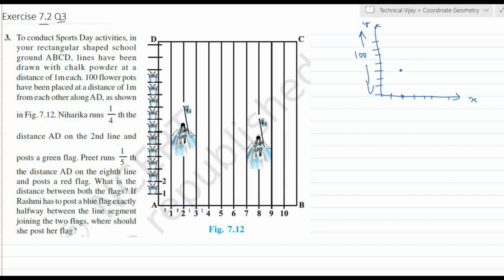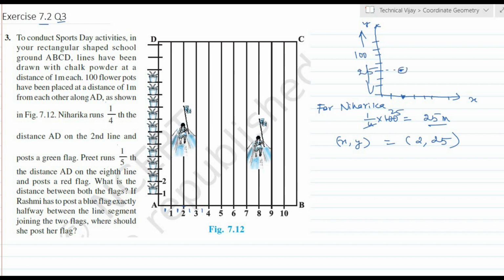Okay. So here 1/4 of the distance means, we will calculate the coordinates first. First Niharika. For Niharika, the x coordinate is 2. Okay. So in the second line she is running. Now 1/4 of the total distance. Total distance is 100 meters. So this is equal to 1/4, that means 25. So at 25 meters. So Niharika's x comma y coordinates will be equal to 2 comma 25. Okay. So here 2 and 25. Here this is 25.